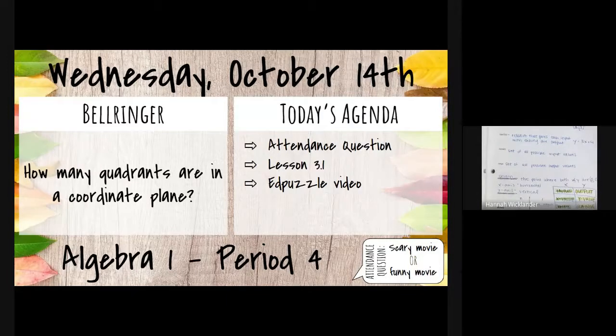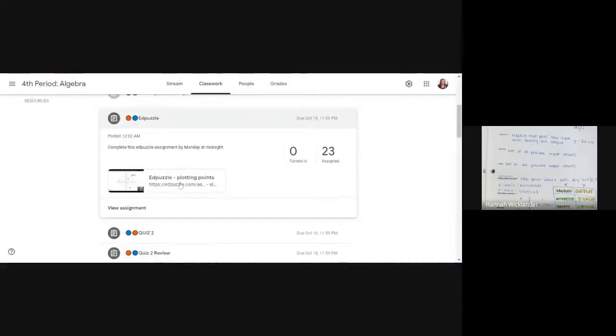Today's assignment, I've already assigned in Google Classroom. It is the Ed Puzzle video. It is like a 4-minute video, I think, and there are 13 questions, but they're all super easy. You're going to complete the Ed Puzzle assignment by Monday at midnight. I'm going to give you the rest of class to do it. You'll watch the video and then answer the questions as they come up.